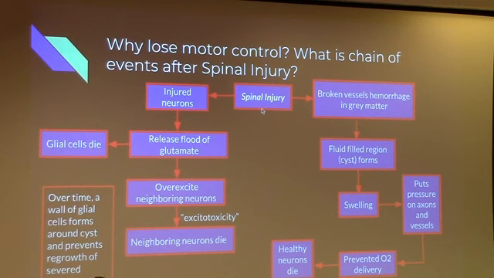Easy test questions. What is the chain of events after the spinal injury? You have healthy neurons after spinal injury as well as injured neurons. So let's talk about the injured neurons first.